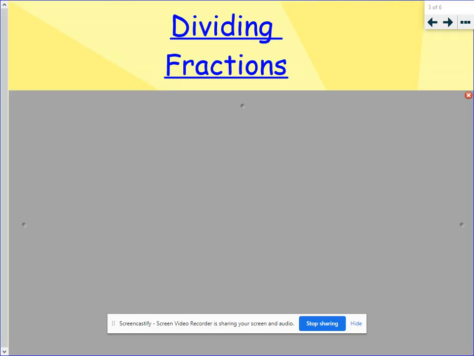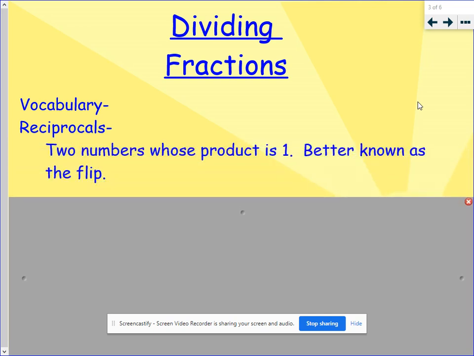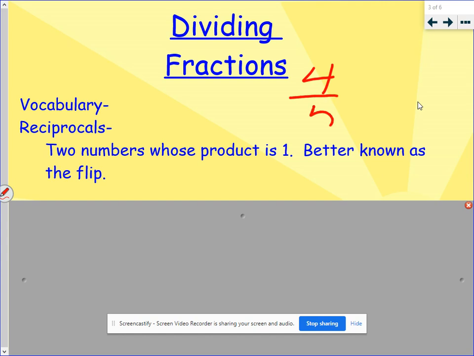Fractions. For today, we also have to have some key vocabulary. Our first vocabulary word is reciprocal. The technical definition of a reciprocal are two numbers whose product is 1. But in math class, we usually call it the flip. So for example, if I said to you, what is the reciprocal of 4/5? You would tell me that the reciprocal of 4/5 is 5/4.